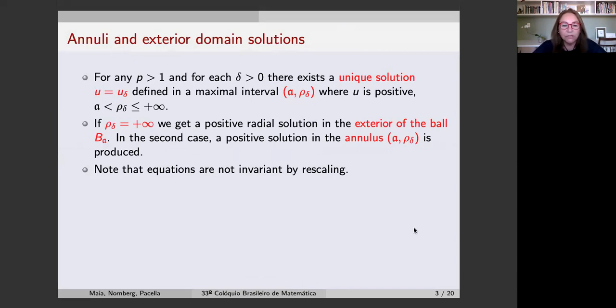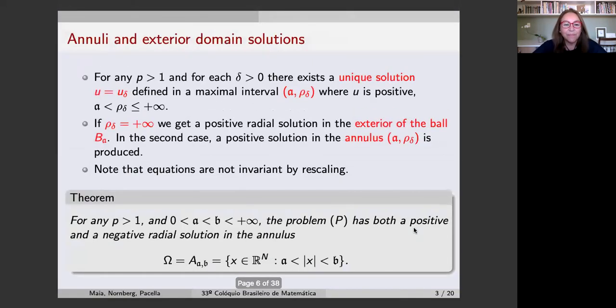Note the equations are not invariant by rescaling. Once we rescale the solution, the annulus changes, interior radius and exterior radius. Then we come up with the following theorem for Pucci's operator with weight. For any p bigger than 1 and given a less than b positive numbers, the problem of Pucci's operator plus or minus has both a positive and a negative radial solution in the annulus (a, b), the weighted Pucci problem.